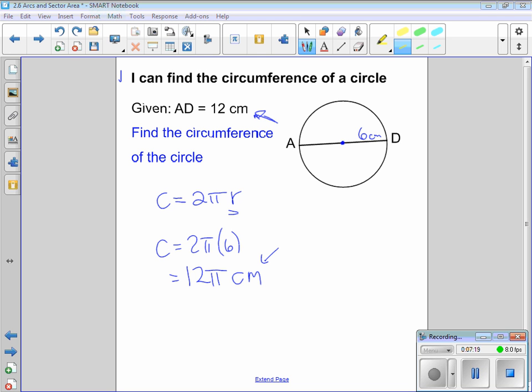So it might ask me to put my answer in so many decimal places or whatever. If it does, then it's great. If it says leave it in terms of pi, we are done. This is approximately equal to 37.7. So I'm going to put squiggly lines, 37.7 centimeters long. Okay, very good. That's the distance all the way around.